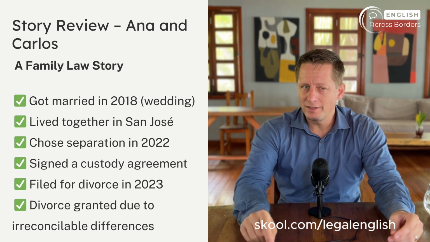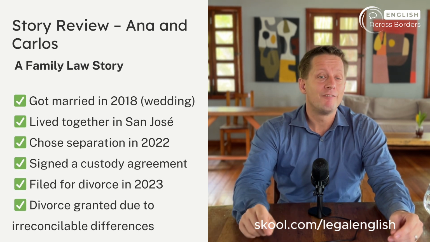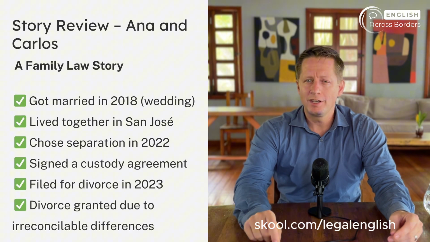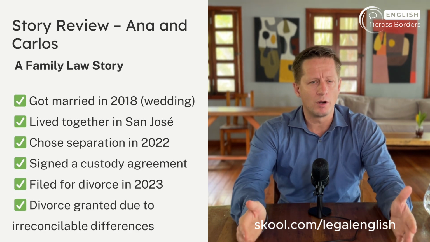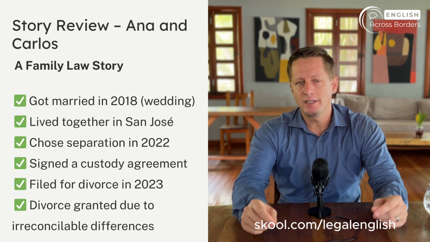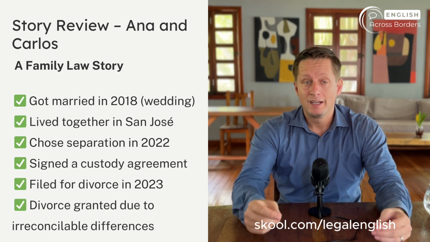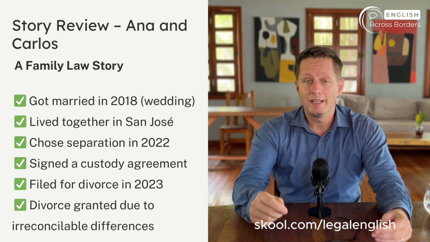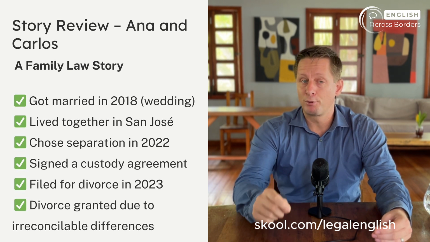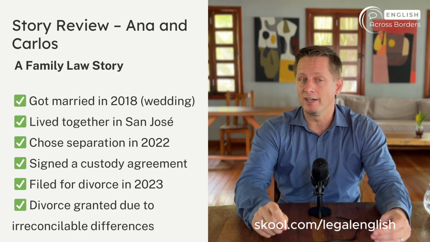In 2023, Anna filed for divorce. She gave the legal papers to the court and asked to officially end the marriage. The court granted the divorce, and the reason listed was irreconcilable differences. That means they had problems that could not be fixed.